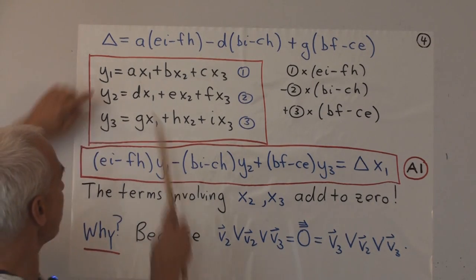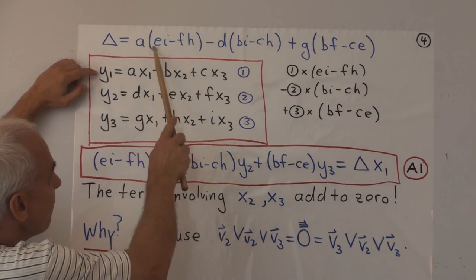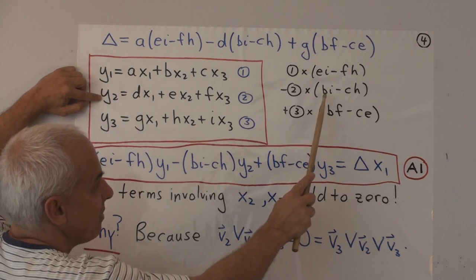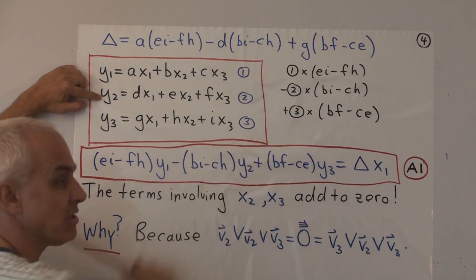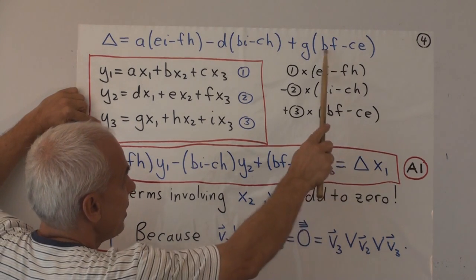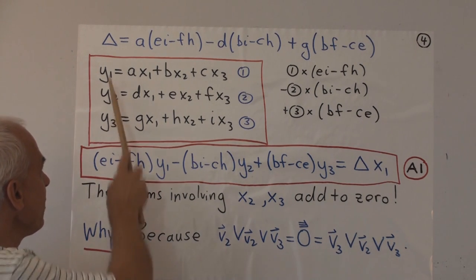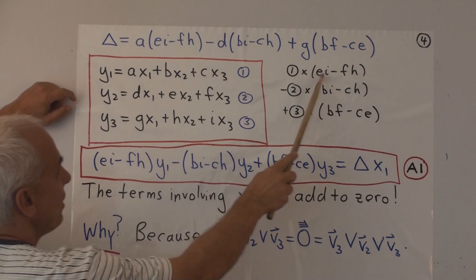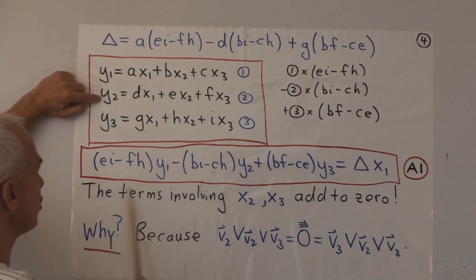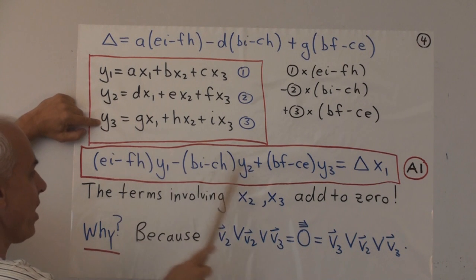So we're going to multiply this first equation by the factor ei minus fh, which is exactly the factor appearing here. And we're going to multiply the second equation by the minus sign and bi minus ch, exactly the factor appearing here. And the third equation is going to be multiplied by bf minus ce, exactly this term. So we're going to do that. The left-hand side becomes ei minus fh times y1 minus bi minus ch times y2 plus bf minus ce times y3.